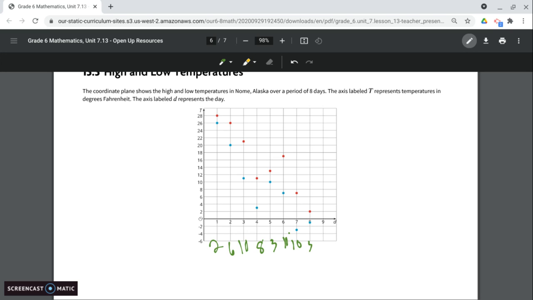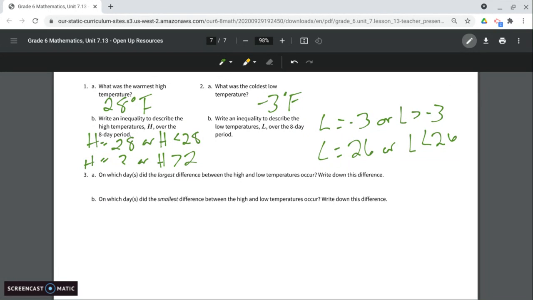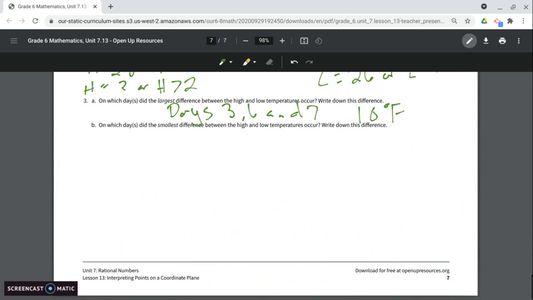So days 3, 6, and 7 all had the greatest difference between high and low temperature, a 10-degree Fahrenheit difference. On which days did the smallest difference between high and low temperatures occur? So if we look back, what's the smallest we had? Well, that would be on day 1, the 2-degree difference. So day 1, 2 degrees Fahrenheit was the difference.